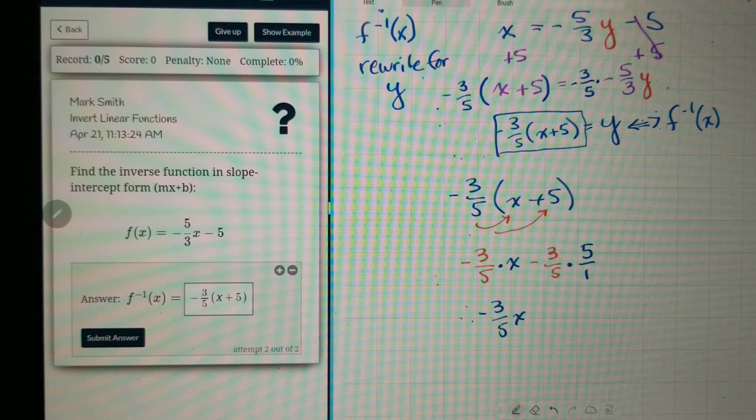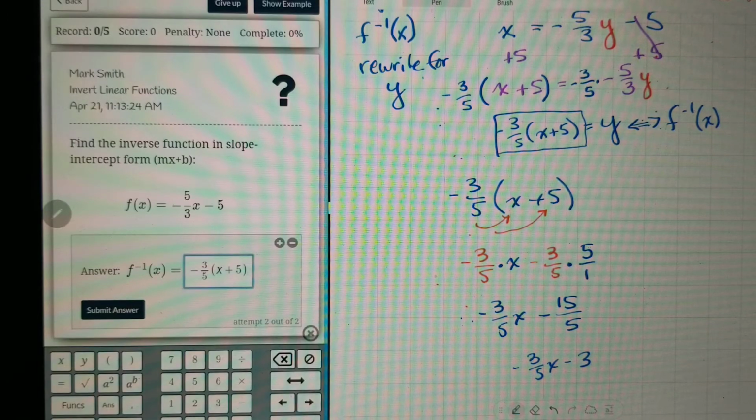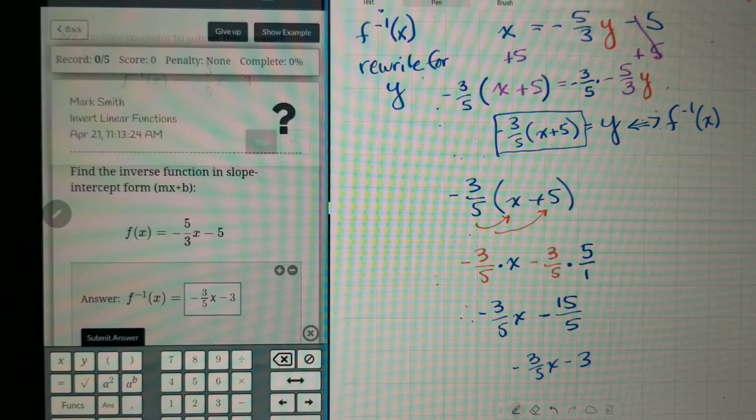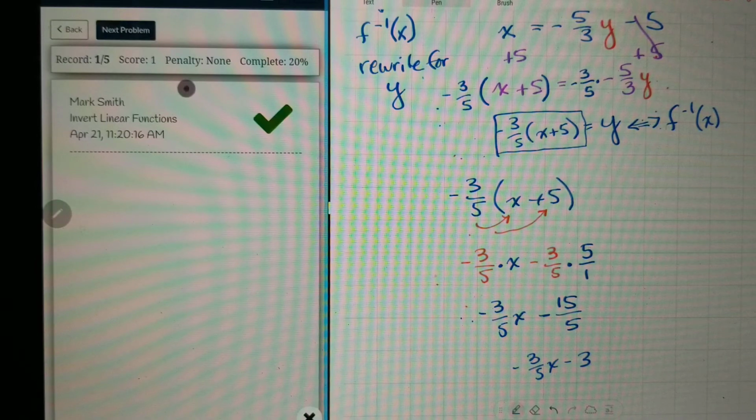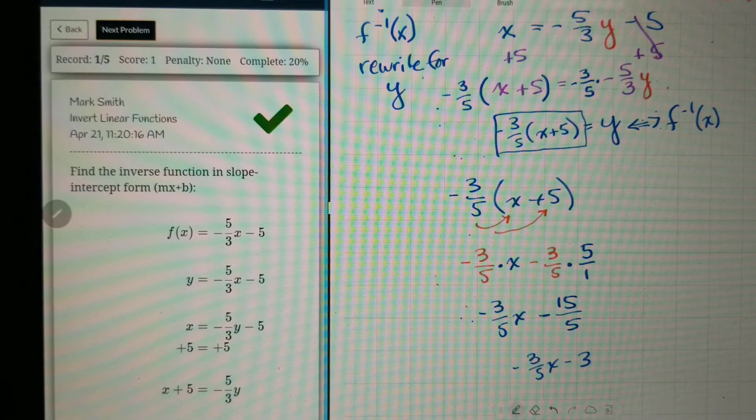And then we have -3 times 5 is -15/5. And so, well, that's actually not too bad. -3/5 x minus 3. All right, so now we have to come back over here and get rid of this other stuff and put -3/5 x, subtract 3. Now we're going to submit that for our answer. And this time they liked it.